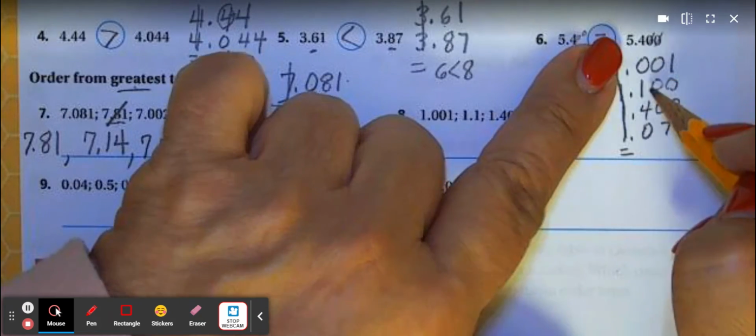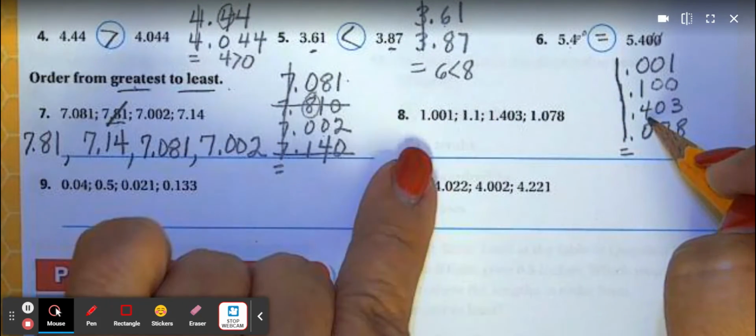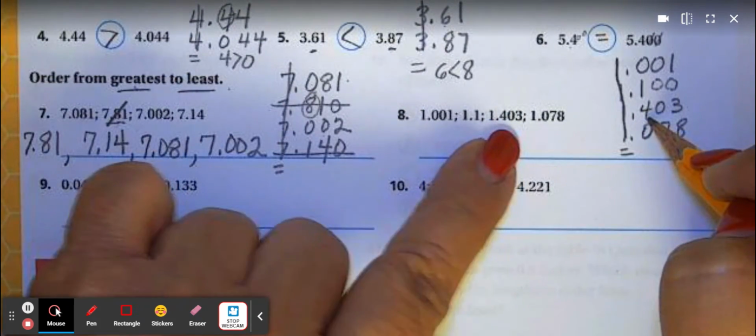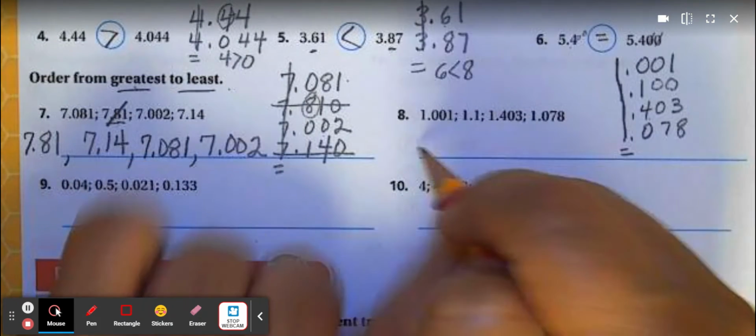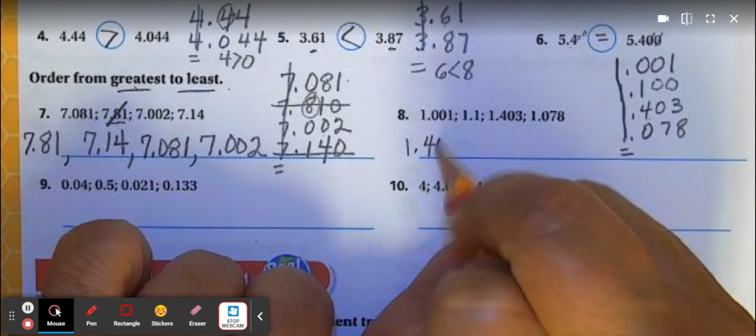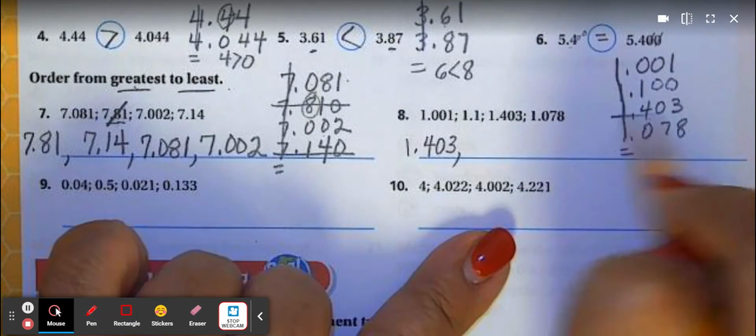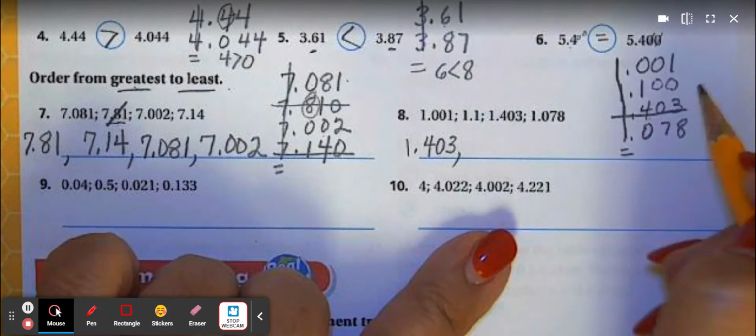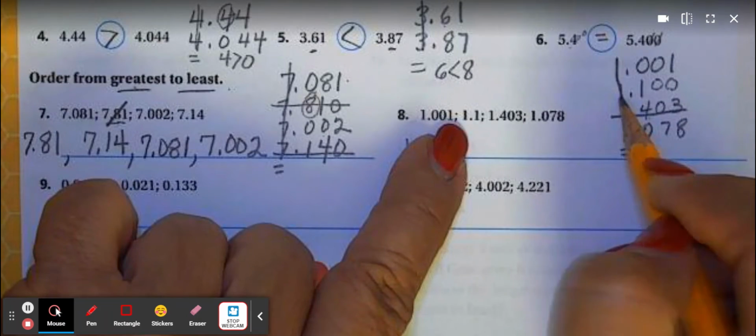Moving over here, I see that my 4 is the largest number, so I'm going over to my list, and I'm going to write 1 and 403 thousandths is the first one. Cross that out. The next is going to be, we'll look at that, 1 and 1 tenth.